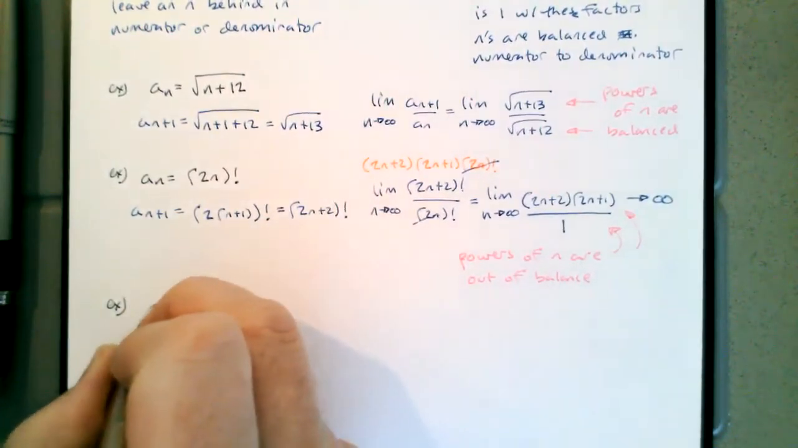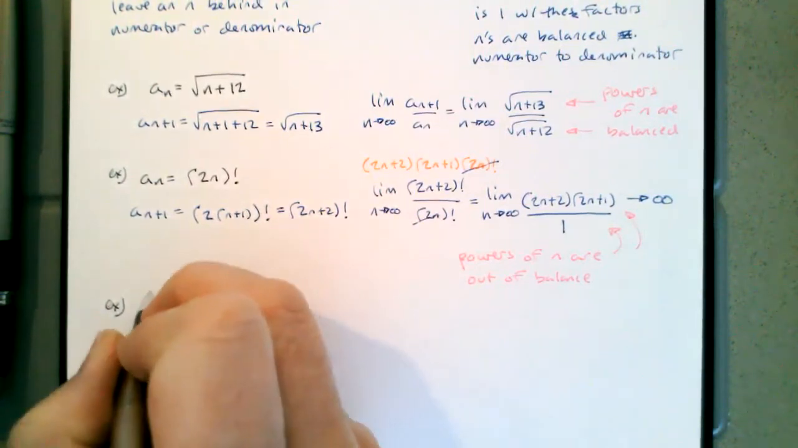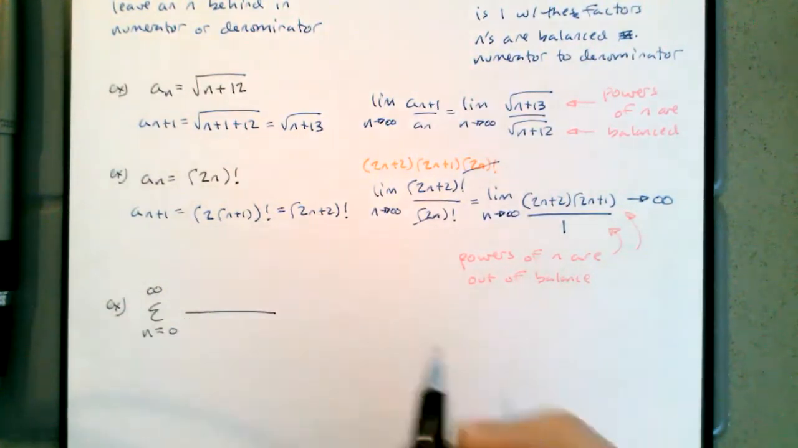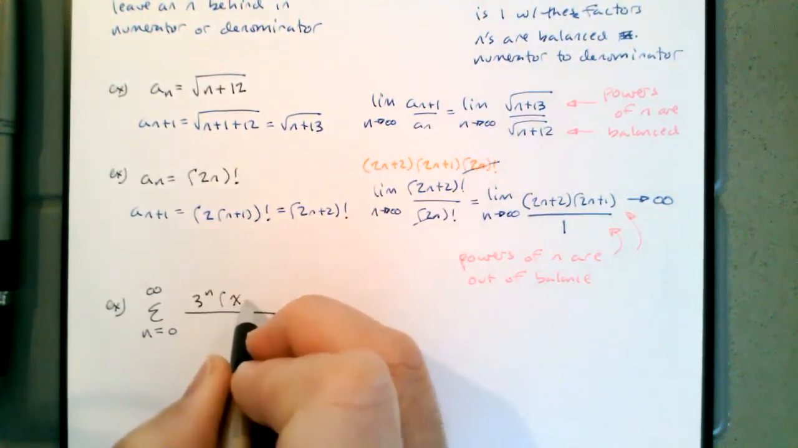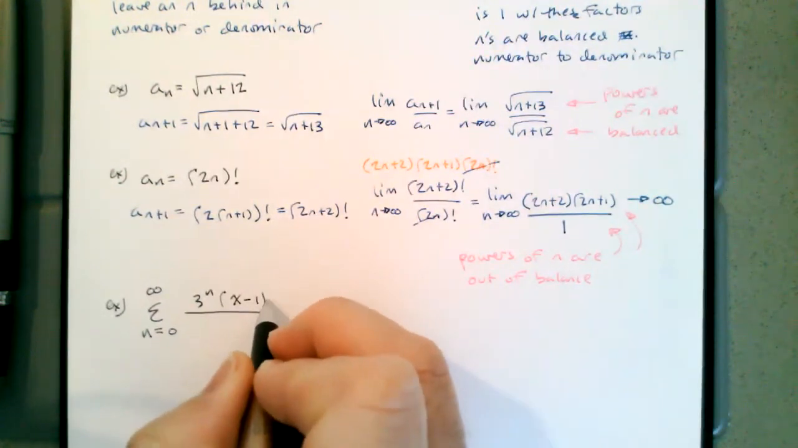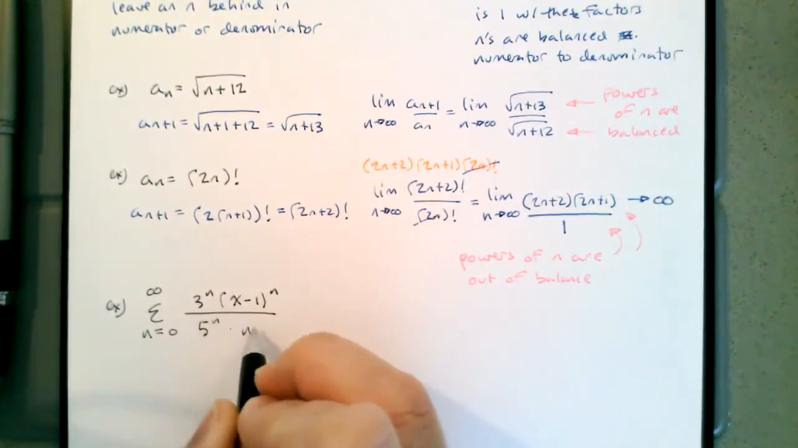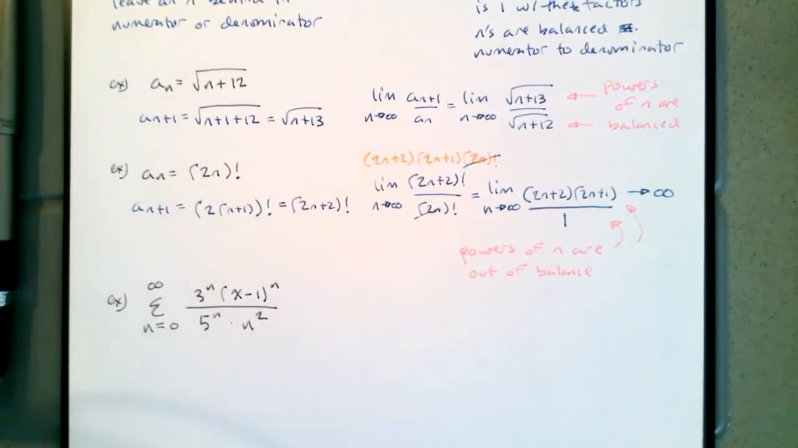So for example, let's suppose we have a power series from n = 0 to infinity of 3 to the n times (x minus 1) to the n over 5 to the n times n squared. Now let's just grab all the pieces that we can identify.